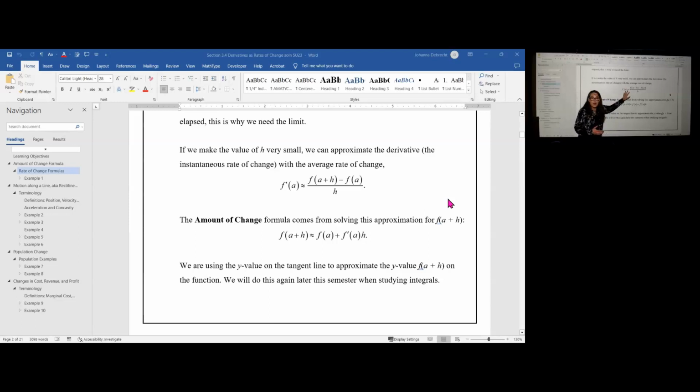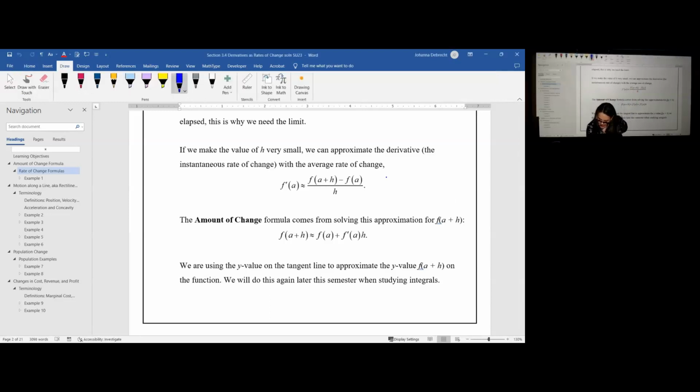Since these are approximately equal when h is very small, we can solve for f of a plus h by multiplying both sides by h to obtain h times f prime at a approximately equal to f of a plus h minus f of a. Then we isolate f of a plus h by adding f of a to both sides of the equation. Note that these are only approximately equal.